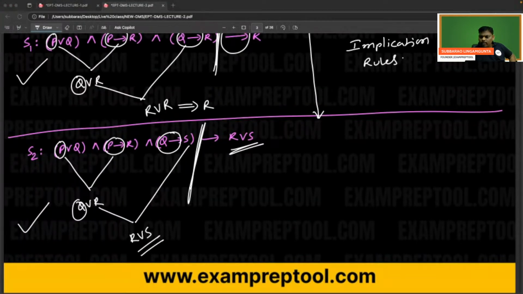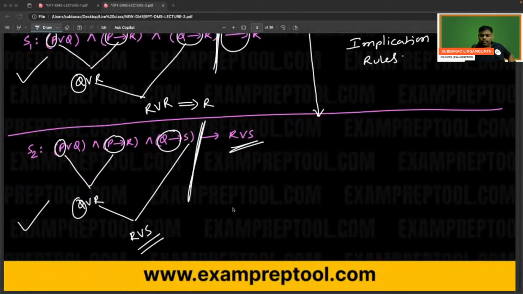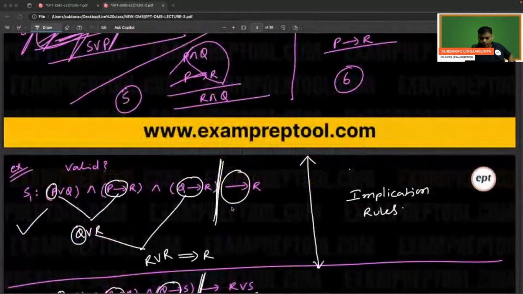Now let me see your opinions. Ella is saying that in S1, if we have P and Q, then it is also valid. R and R also gives R only. Exactly, true. Finally R will come, so R and R is the same thing. S1 and S2 are the same story, please take care. Remember these 6 statements. Okay, perfect, I think you got it.